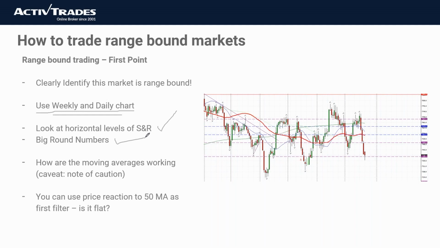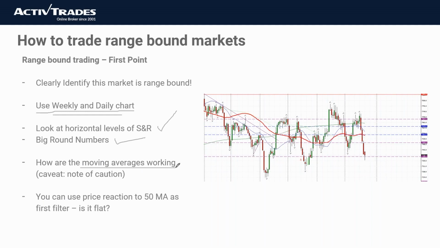You might even look at the Russell 2000 US index. Once again, looking at the 2000 level, the big round number. If you look at that over the last year, you will find that basically whenever price gets there, it gets rejected. We'll have a little look at the live charts on that in a few moments' time, so be sure to stay with us till the end. The whole idea is that we are starting to draw in levels of support and resistance and also big round numbers. What can also help you is, how are the moving averages working?